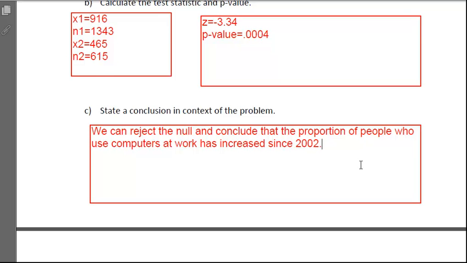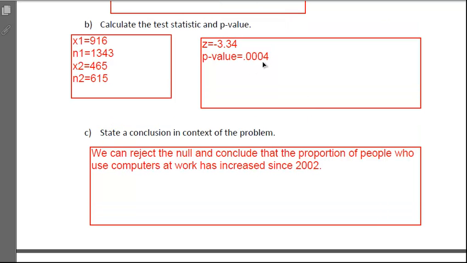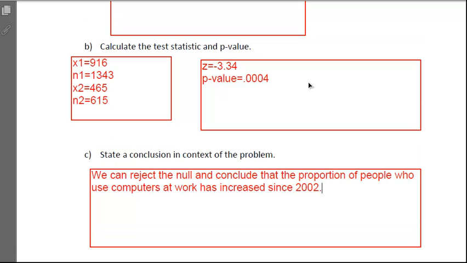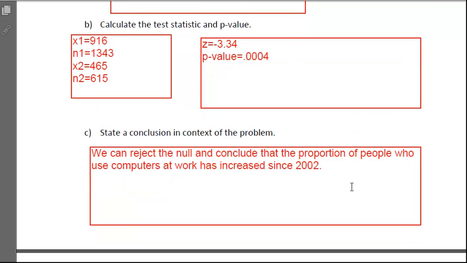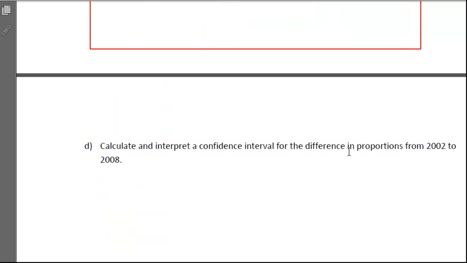Okay, we can conclude that because our p-value is small. Now, if our p-value was larger, we would just conclude that we cannot reject the null and we cannot conclude that the proportion has increased. But since our p-value is small, we go ahead and reject the null.